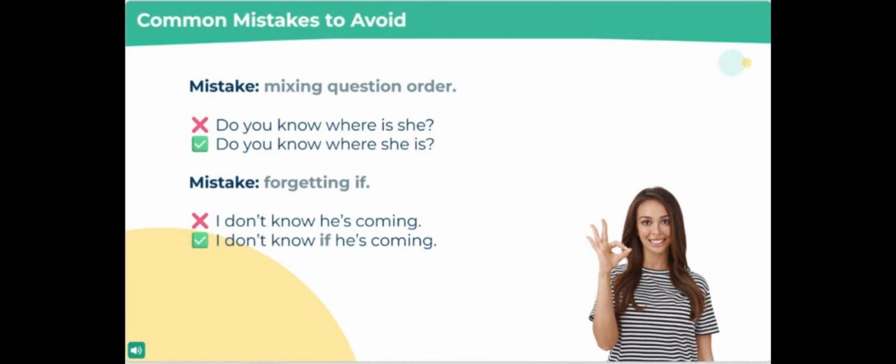For example, we have an error here. I don't know he's coming. In the embedded form, I don't know if he's coming.